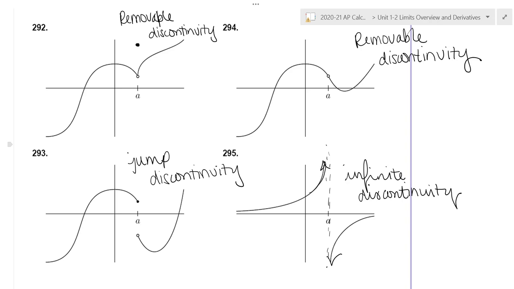So remember that these are going to be your three main types of discontinuities: removable, jump, and infinite. So removable if one point is removed, jump if you're physically jumping to a different location, and infinite if they're heading towards positive and negative infinity. There is a vertical asymptote.